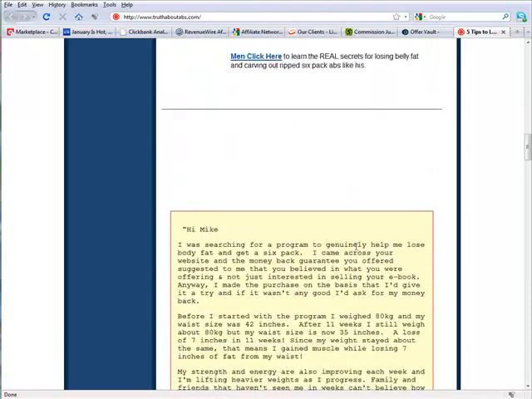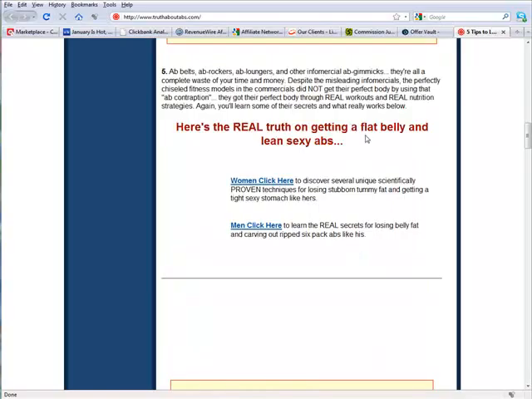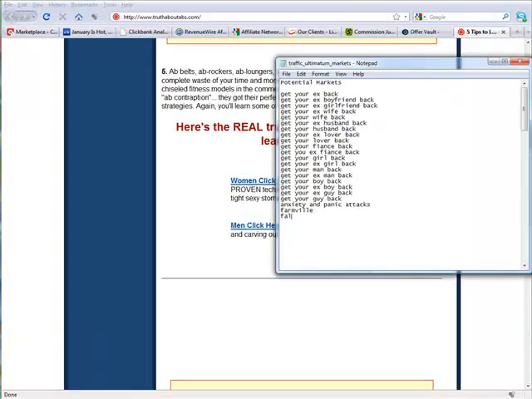But so right away you can see it is about a flat belly. So I can type that. So flat belly and 6-pack abs. So that's kind of the general market.